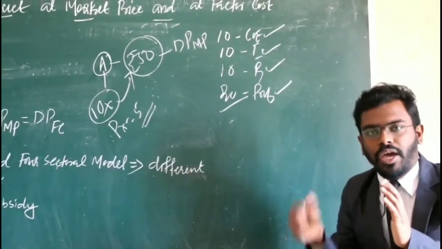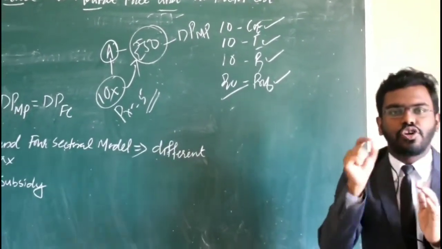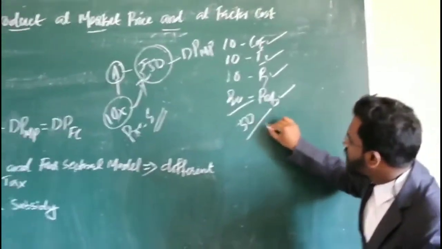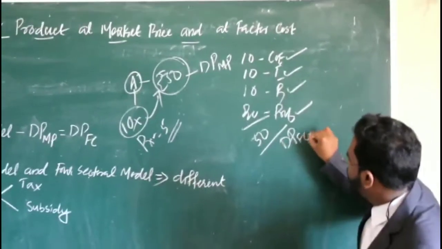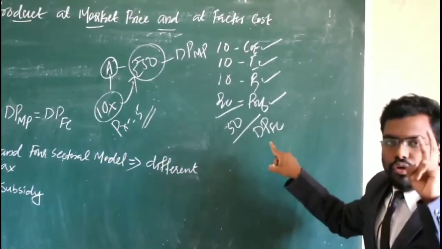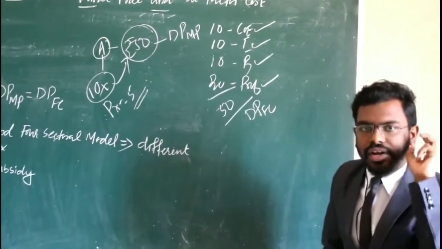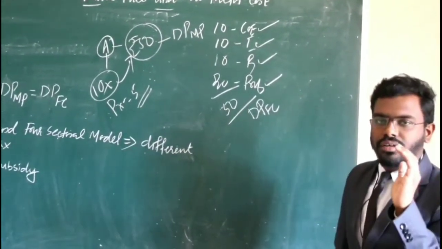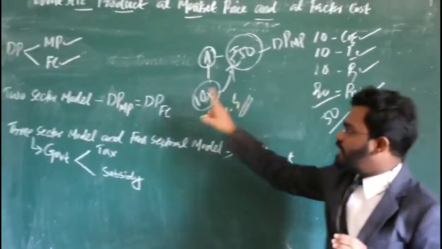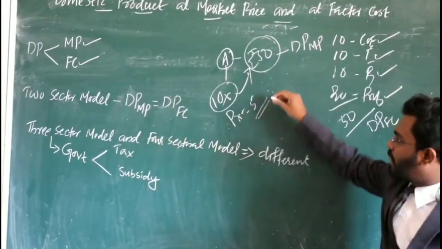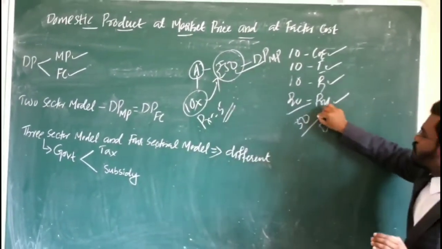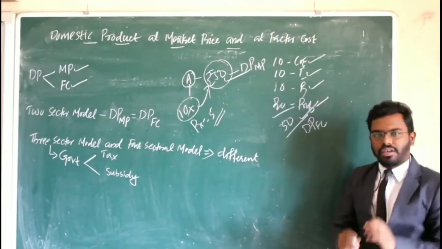Factor cost means payment made on factors of production. How much is it? 50. So this 50 is known as DPFC, that is domestic product at factor cost. So in two sector economy there is only household and firm, and in two sector economy these both are equal, that is domestic product at market price, that is 50, and domestic product at factor cost, that is also 50. Both are equal.